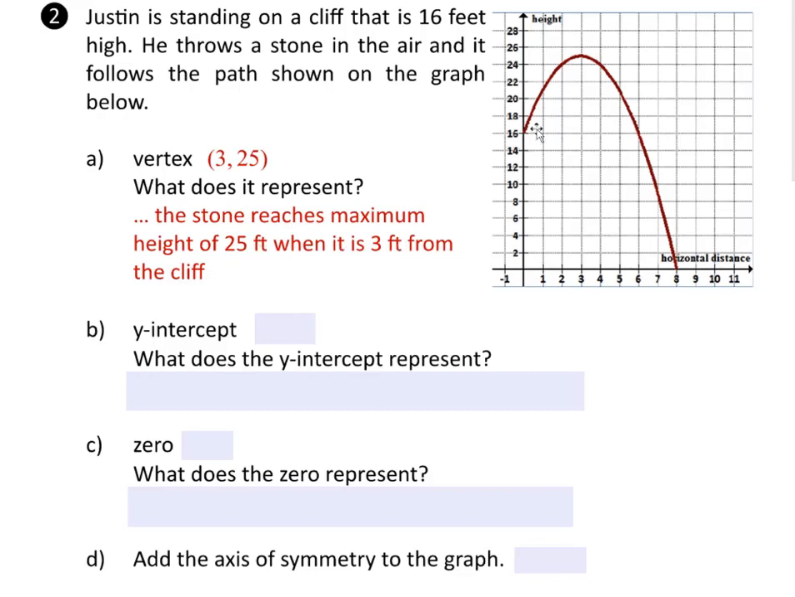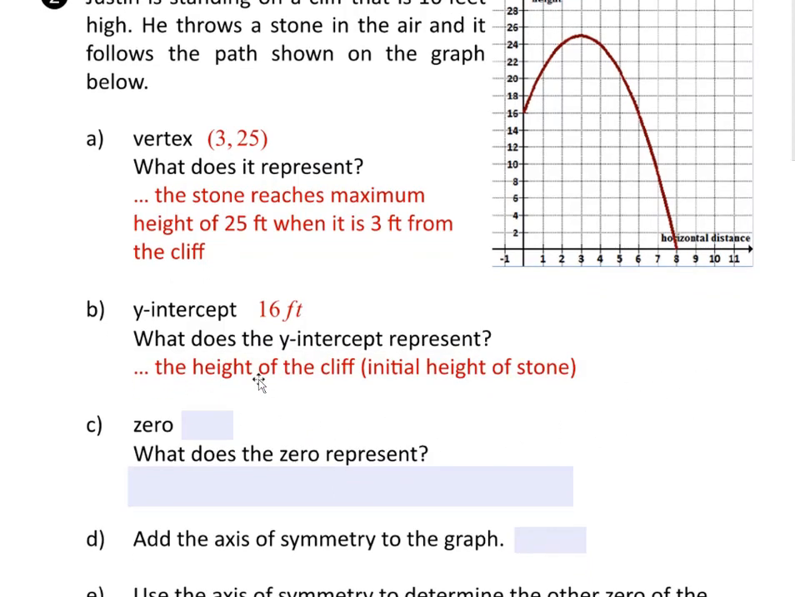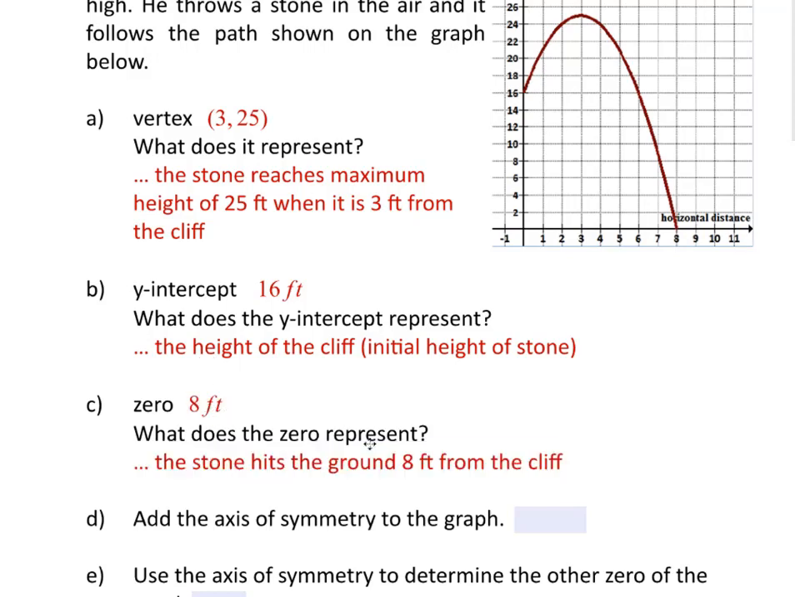Perfect, because he threw it from the cliff here. The y-intercept, well, it's 16 feet, and that represents where the stone was thrown from, or the height of the cliff. The 0 is where it hits the ground. We would say 8 feet from the cliff. So it's 8 feet from the cliff.